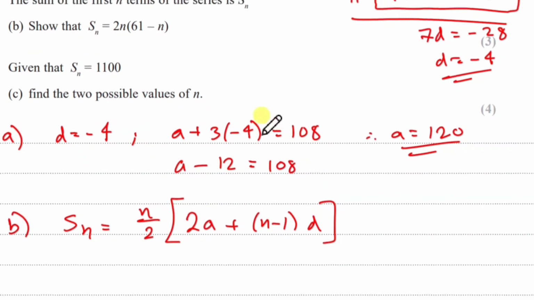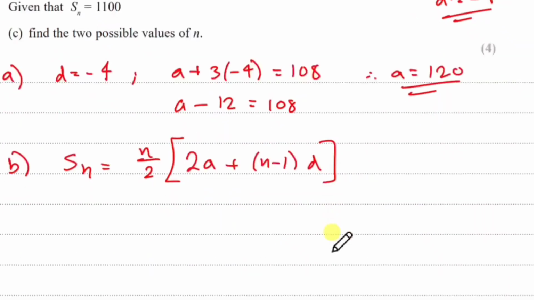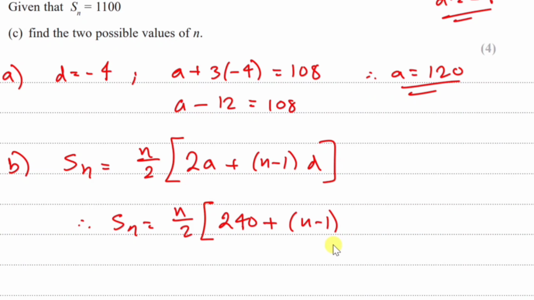Now what do we know? It says that the sum of the first n terms, Sn, show that we get this result. Now, because we know the value of a and the value of d, we can plug them both in. So let's try out. So therefore Sn equals n over 2, 2 times a is 240, plus (n minus 1) times minus 4.